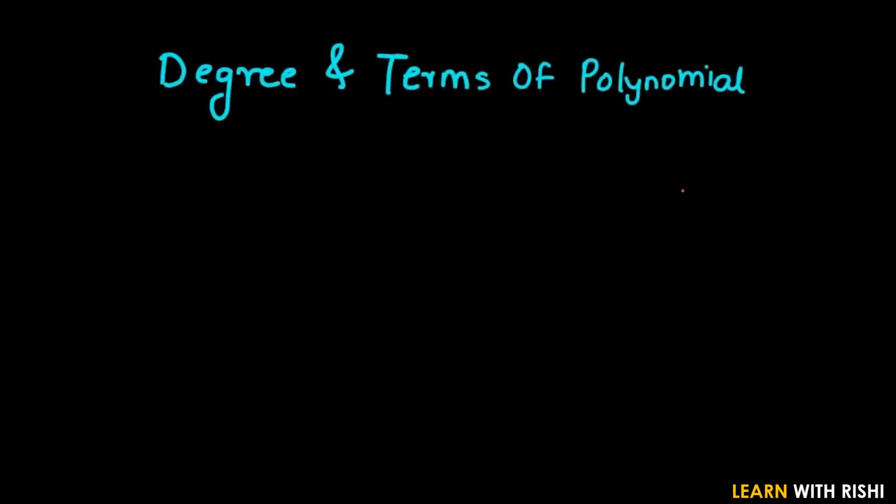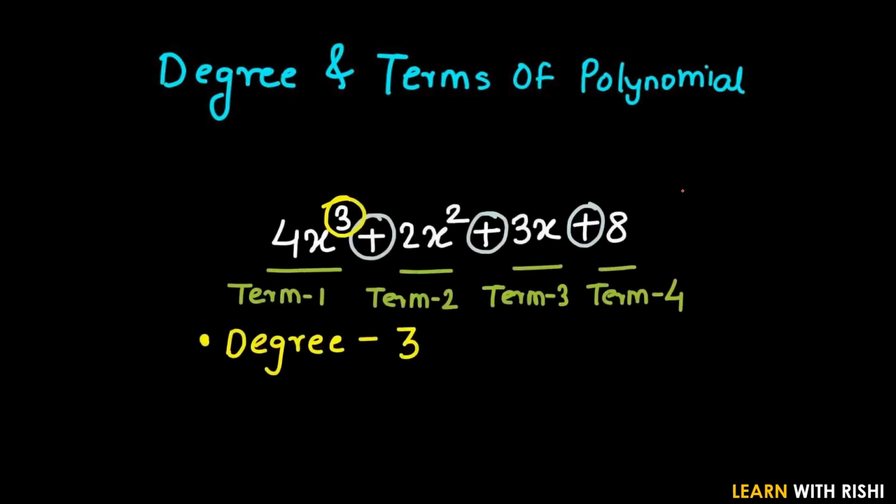Okay, now let us discuss the degree and terms of a polynomial. For example, here I have a polynomial: 4x cubed plus 2x square plus 3x plus 8. So it is a composition of variables, coefficients, and exponents. So all three things you can see here, and the addition operation you can see. So here there are so many terms you can see. This is term 1. Term 1 is 4x cubed. Term 2 is 2x square. Third term is 3x. And fourth term is 8. And these four terms are each separated by an operation, that is the addition operation.